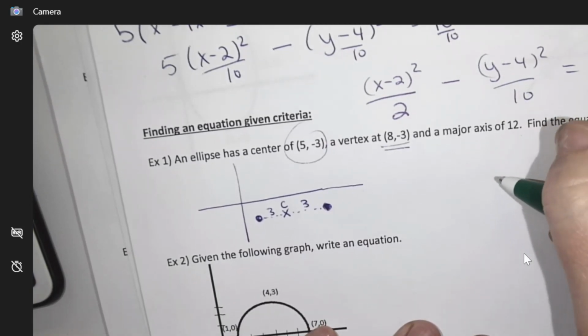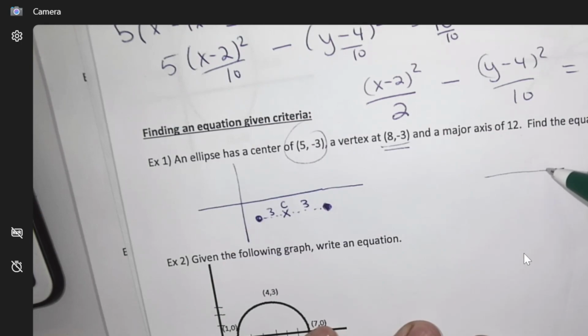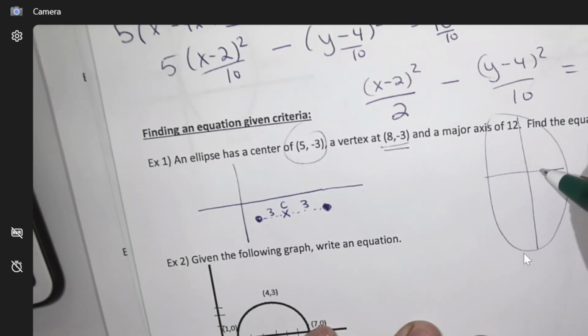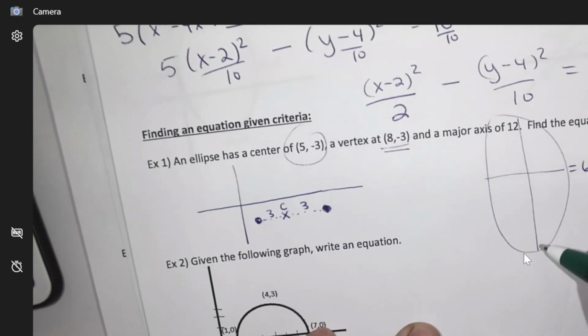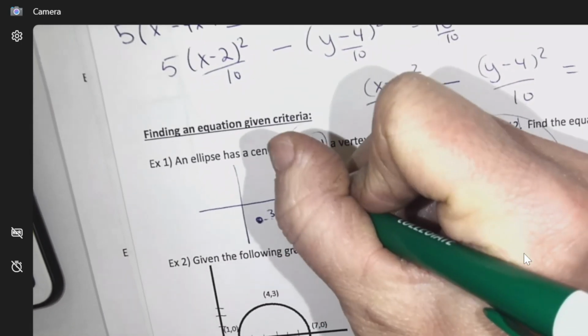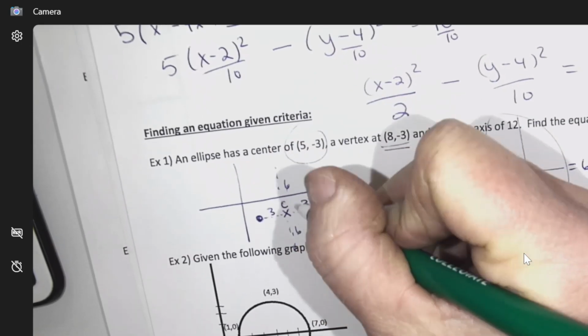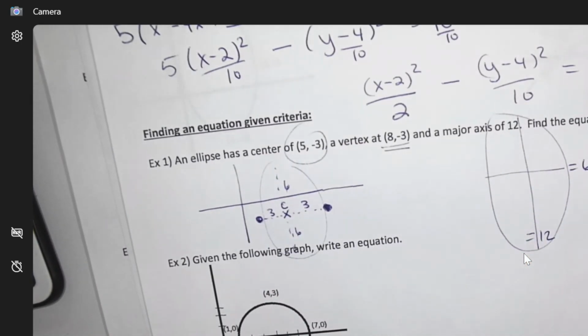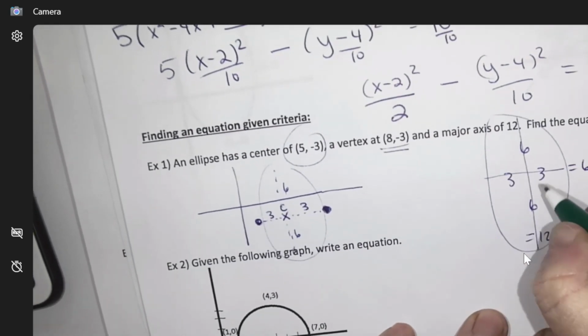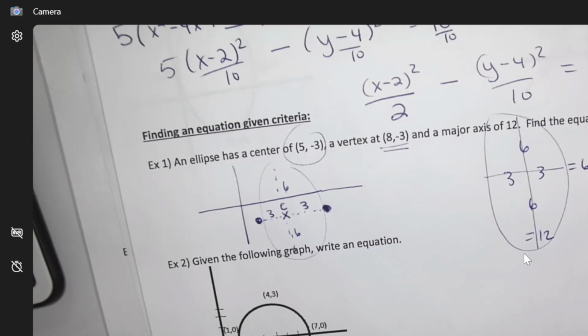So that means if this axis is 6, then this one needs to be 12. So that means I have to go up and down by how much? 6 and 6, right? Because this one was 3, 3, this one will be 6, 6 to make 12. So the axis is the whole span, not just the radius-y part. Okay?